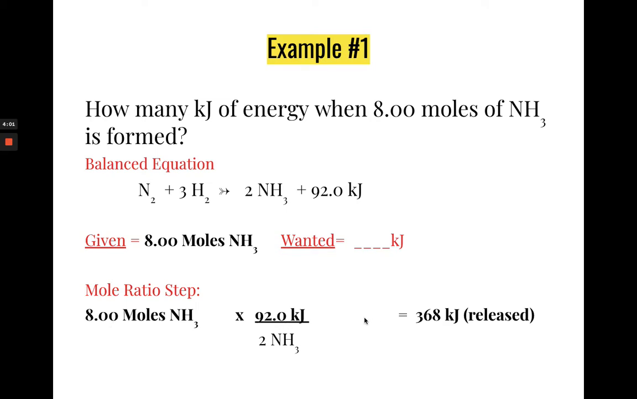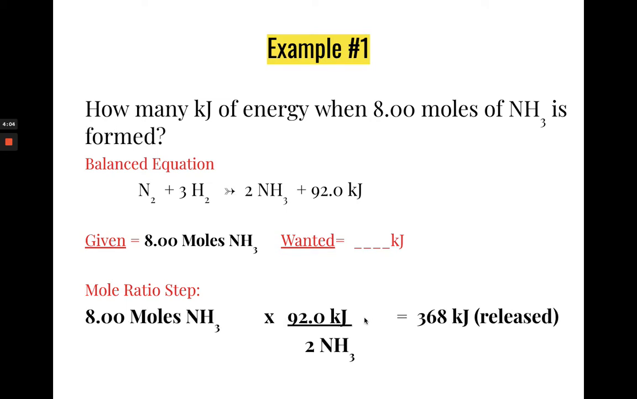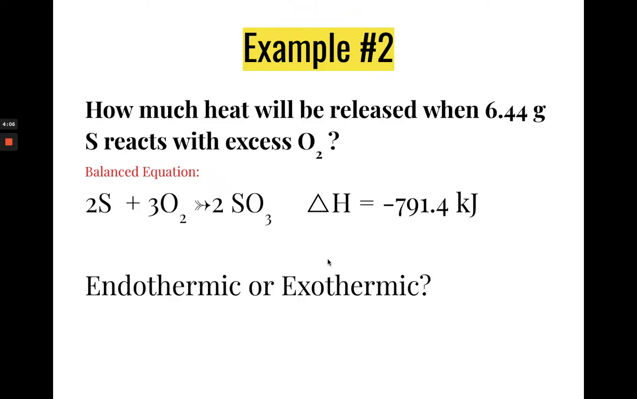Okay, let's try one more example. So, how much heat will be released when 6.44 grams of sulfur reacts with excess O2? Okay, so this is the formation of sulfur trioxide. And you can see we have a balanced equation. We see we have a delta H of negative 791.4 kilojoules. Again, if we have a negative delta H, is this exothermic or endothermic? And again, this one is exothermic because we have a negative kilojoules.